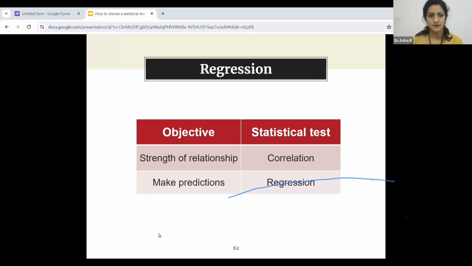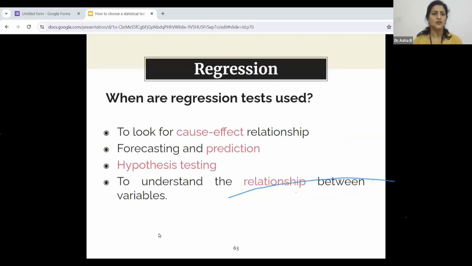Now looking at the third set of statistical tests, regression. When the objective of our study is to see the strength of relationship between two variables, we use the correlation test. If the objective of the study is to make predictions or to understand the impact of change in the independent variable on the dependent variable, then we have to go for regression. So when are these regression tests used? The regression tests are used when the objective of the study needs any of the following conditions.